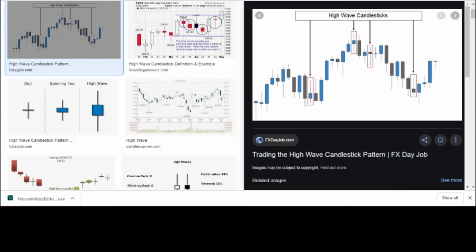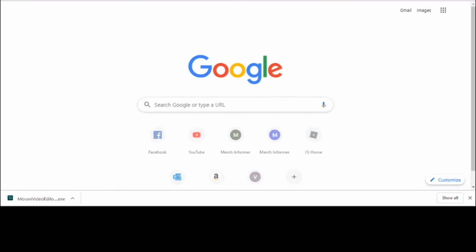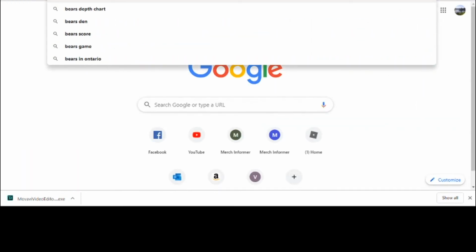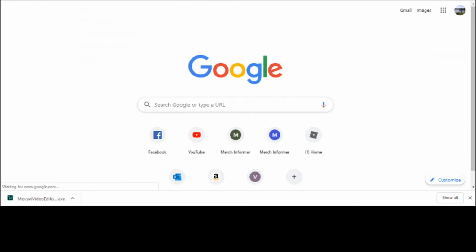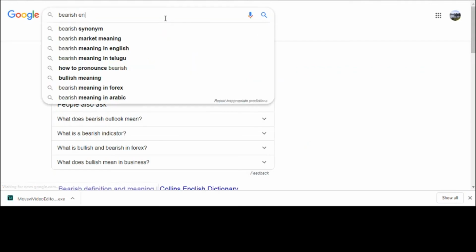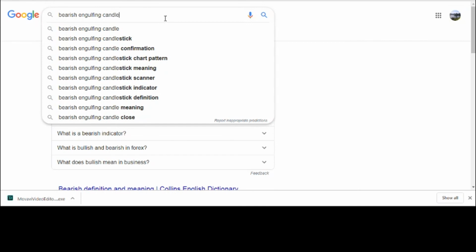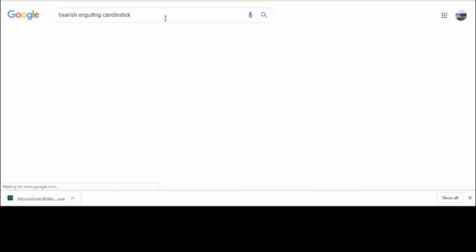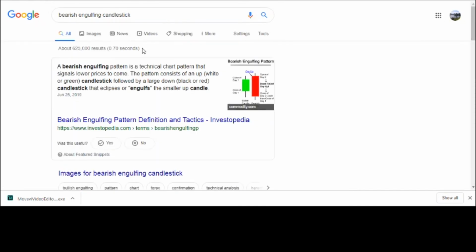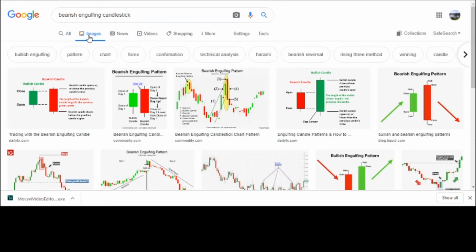This is the first pattern I wanted to share, and the other pattern that I want to explain is the bearish engulfing candlestick pattern. Oops, sorry. Bearish. There are many ways to actually read a chart, and you can use any of them, and using a combination is always just a confirmation.